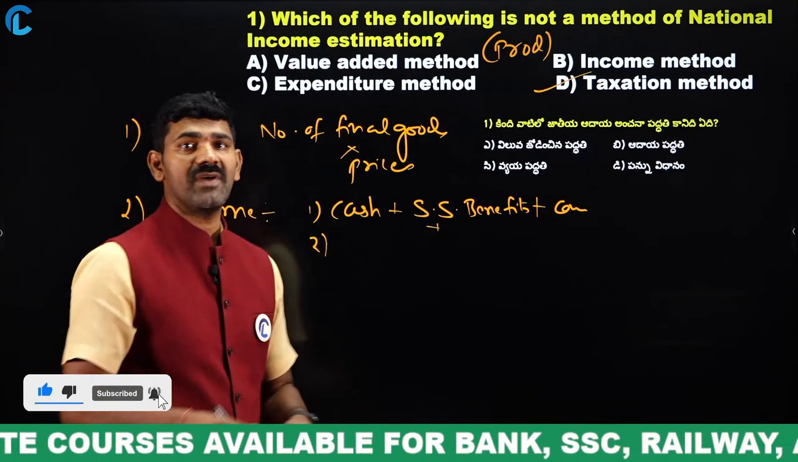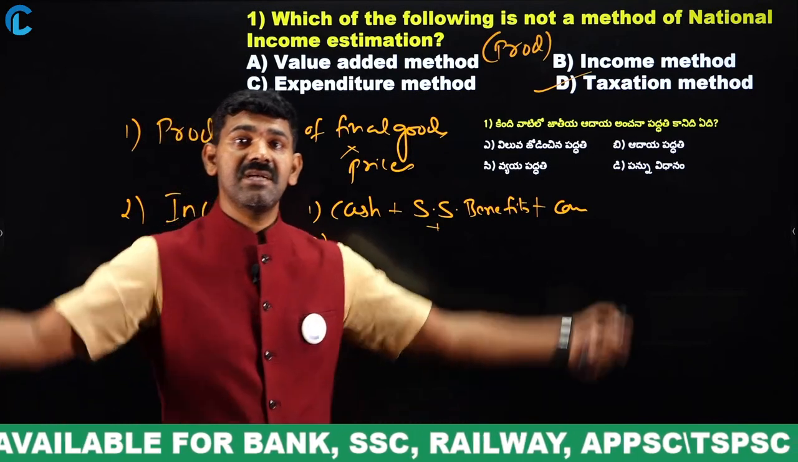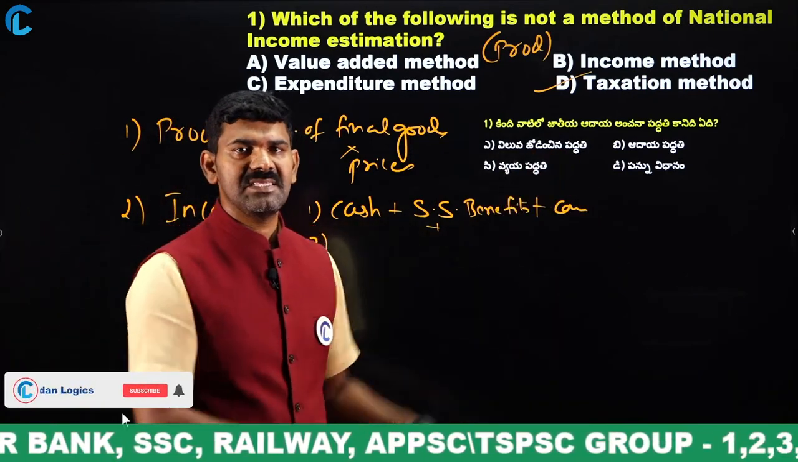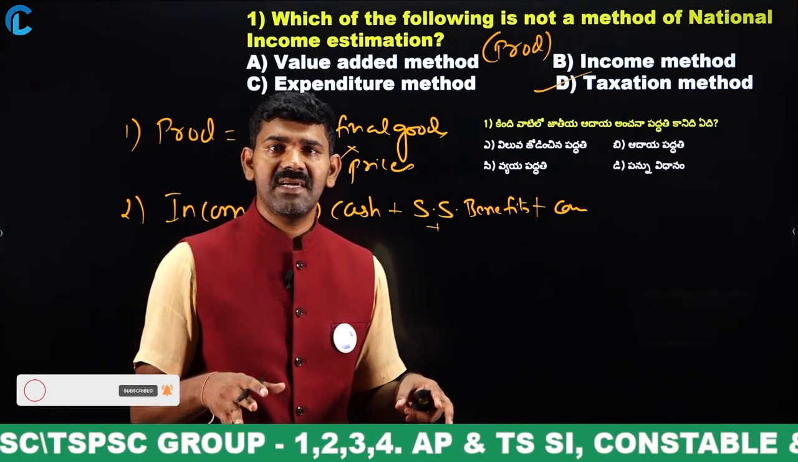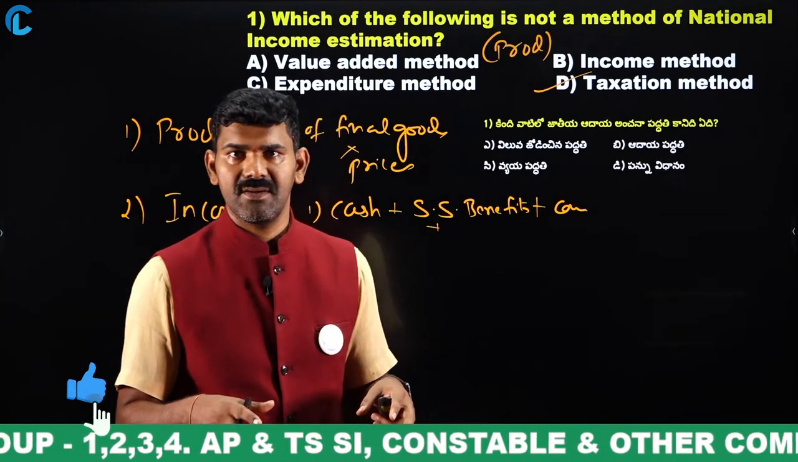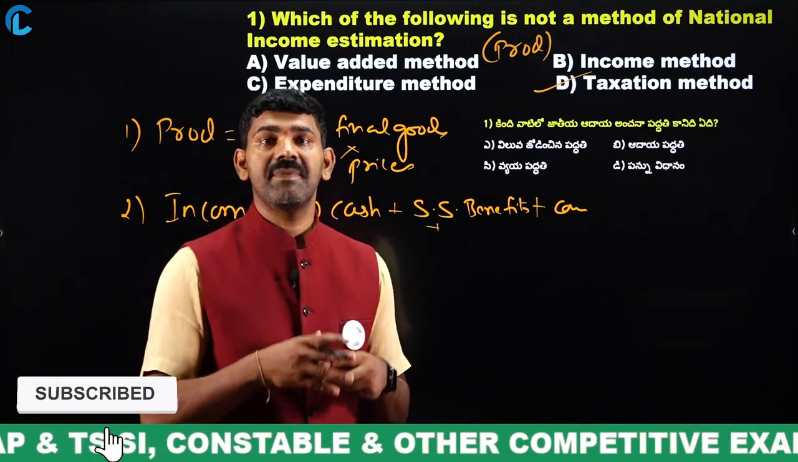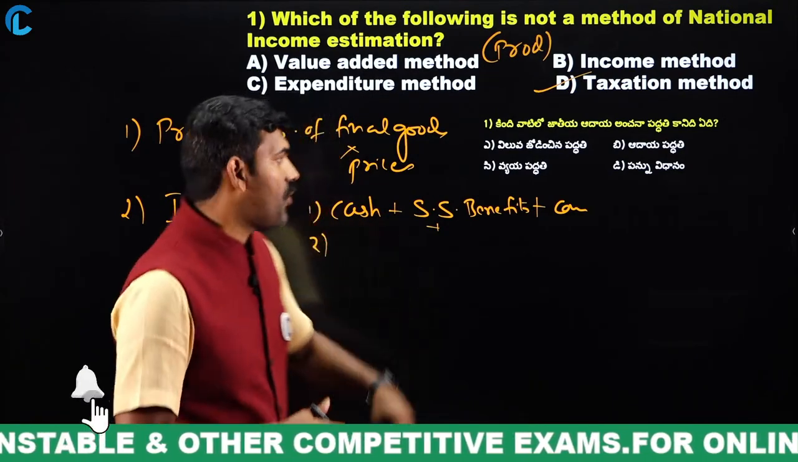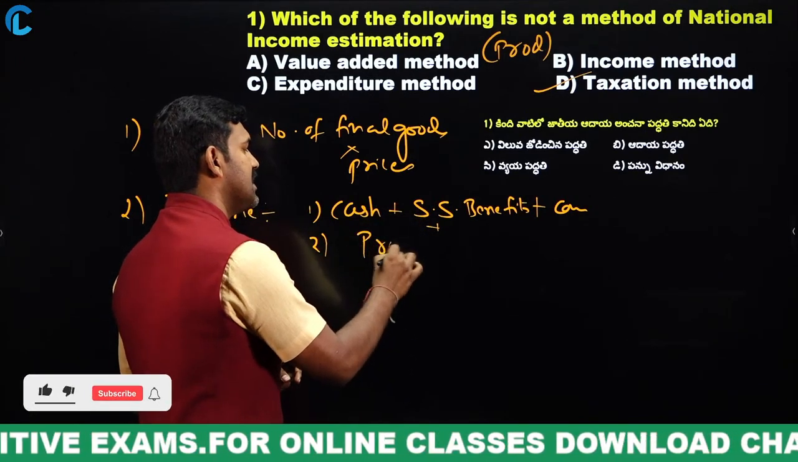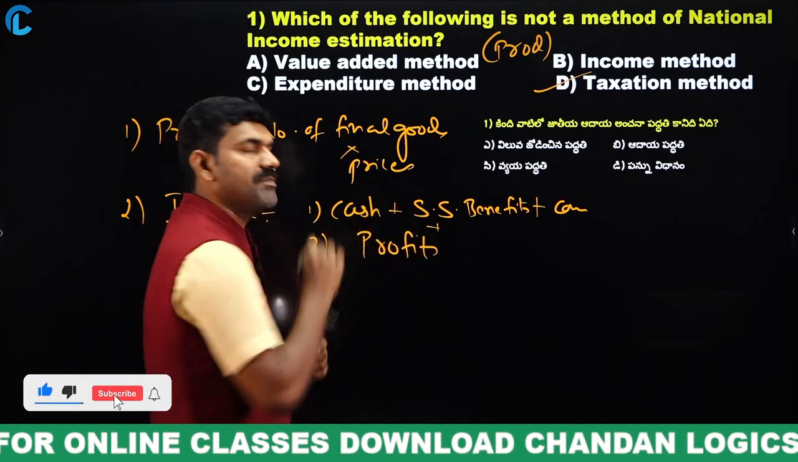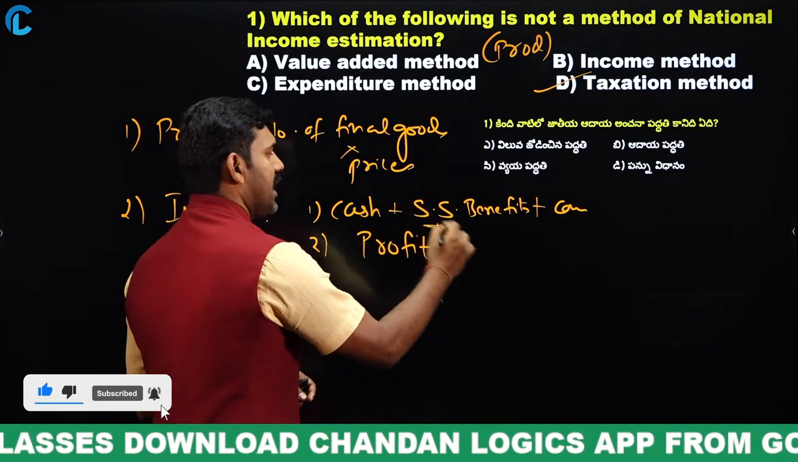There are some people who are not working for a firm, but they themselves are running a firm. For example, let's say Chandan sir is running his own firm, Chandan Logics. Whatever money he earns as profit can be income for him. So whatever I'm getting is a salary, but whatever he is getting is the profits that he is earning. I need to add this part also to all of this.